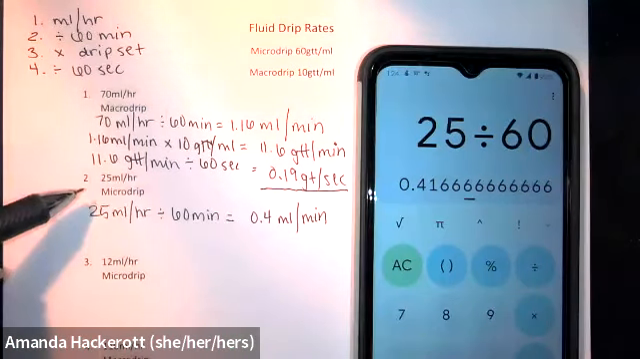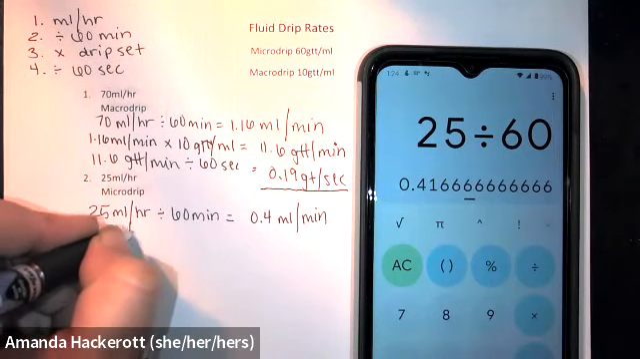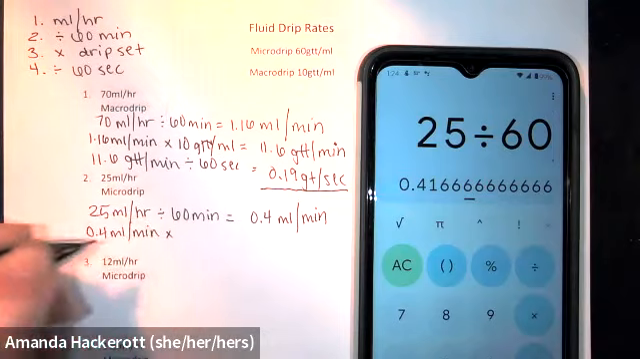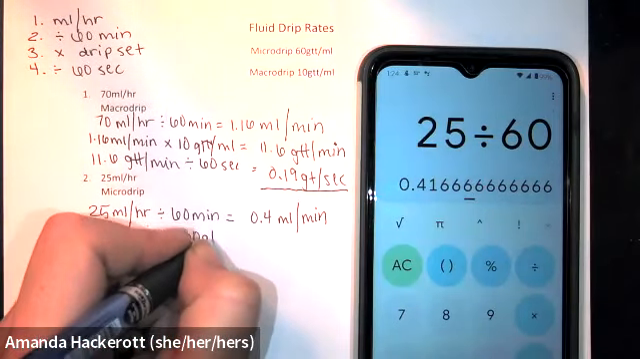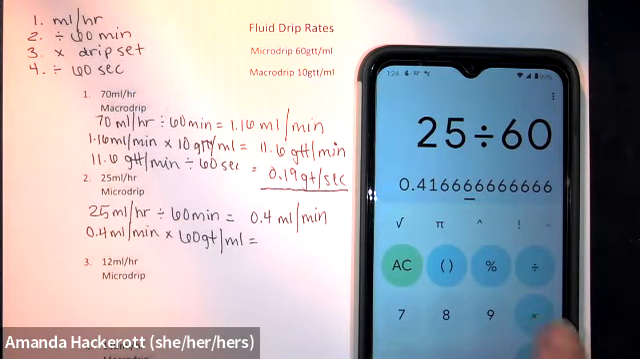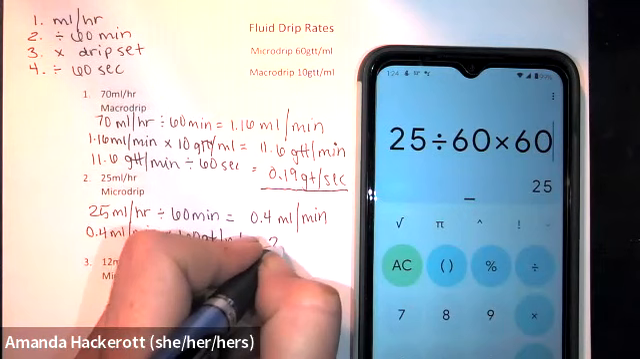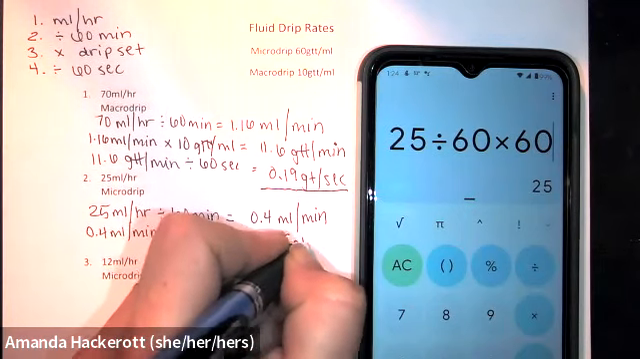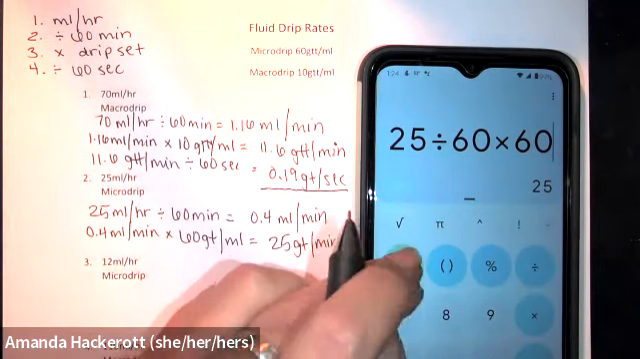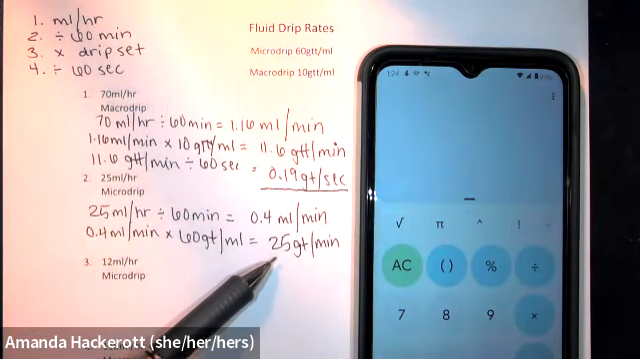And in this case, we're using a micro drip set. So we're going to go ahead and set that up, 0.4 mL per minute times our 60 drops per mL drip set. It's about 25 drops in a minute. And again, you could stand there and count 25 drops in a minute. You can, but nobody's going to do that. We want to get it down into seconds.